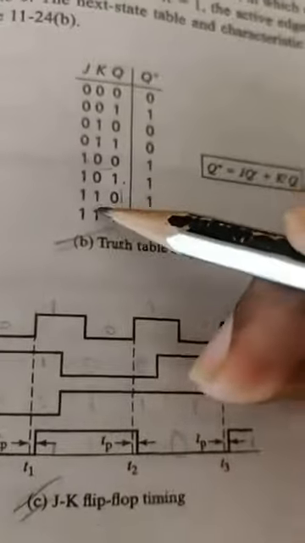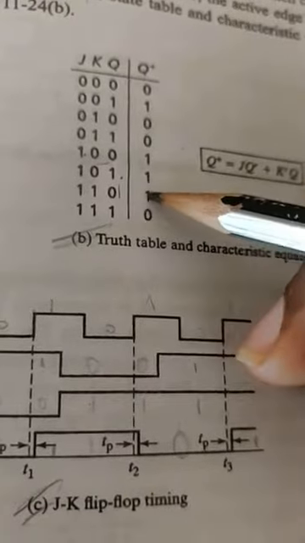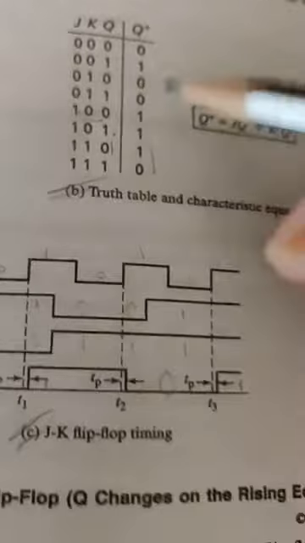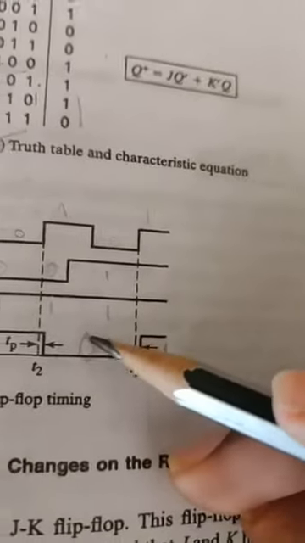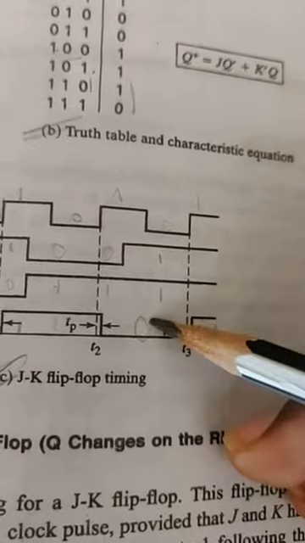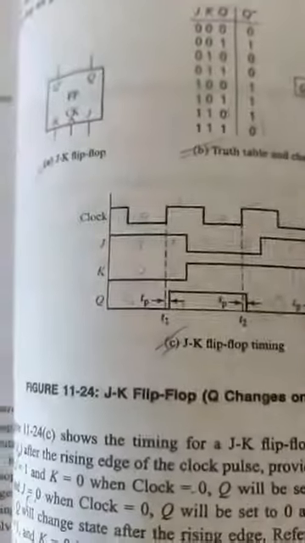Isn't it? So J, K both 1, if the present state is 0, the next state will be 1. If the present state is 1, the next state will be 0. We call it toggle, so it is the reverse of the present state. So the present state is 0 when both J and K are 1 and 1, so the next state should be 1. If the present state is 1, the next state will be 0. This is how the JK flip-flop is going to work.